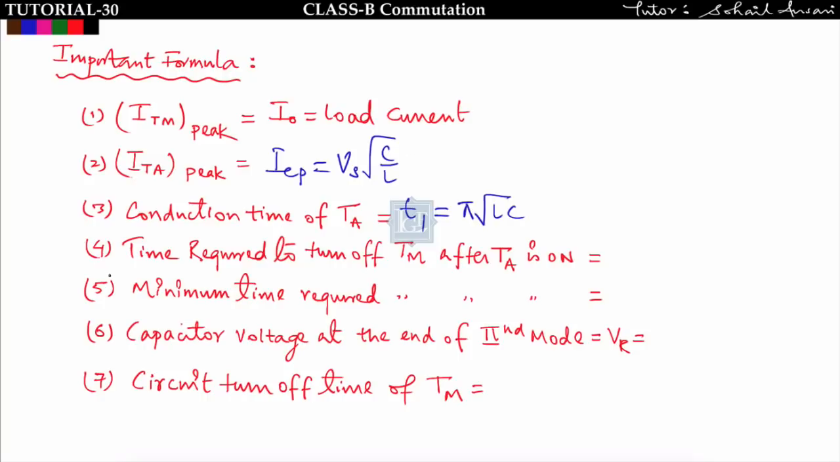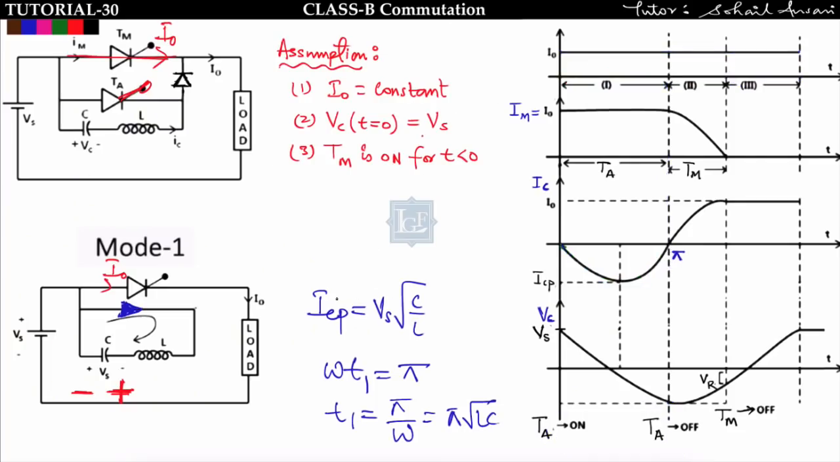Now the fourth point is the time required to turn off the main thyristor after TA is on. See what they are asking? They are asking for the time required to turn off the main thyristor after TA is on. TA is on at T is equal to 0, we can see by the graph. And the main thyristor is turning off here. This is the turn off time. The total turn off time of the main thyristor will be this much after TA is on.